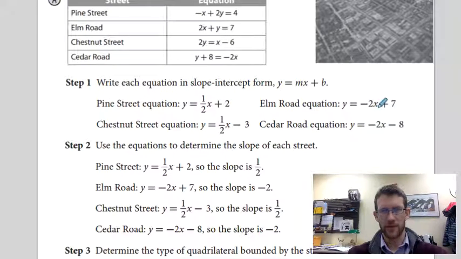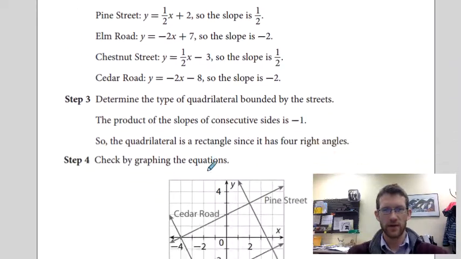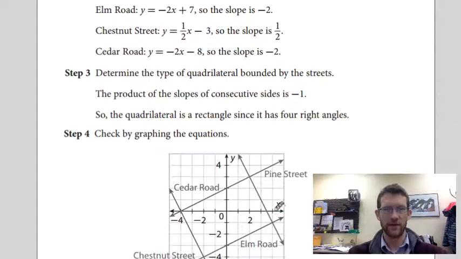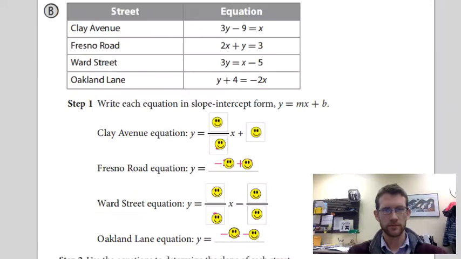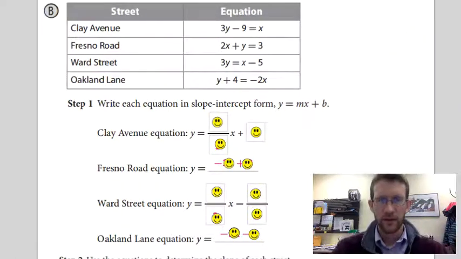Is 1/2 the opposite reciprocal of -2? The answer to that one is yes as well. So that means that we have a rectangle. If we graph it out, it's pretty obvious, but we can do it without graphing. That's the point, all we need to do is look at these slope values. But in order to look at those slopes accurately, you need to get them all in the same form of equation.